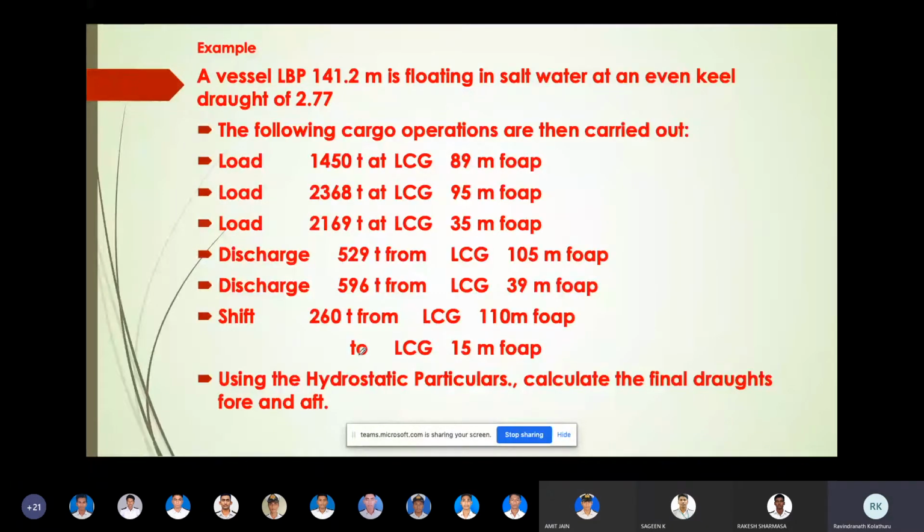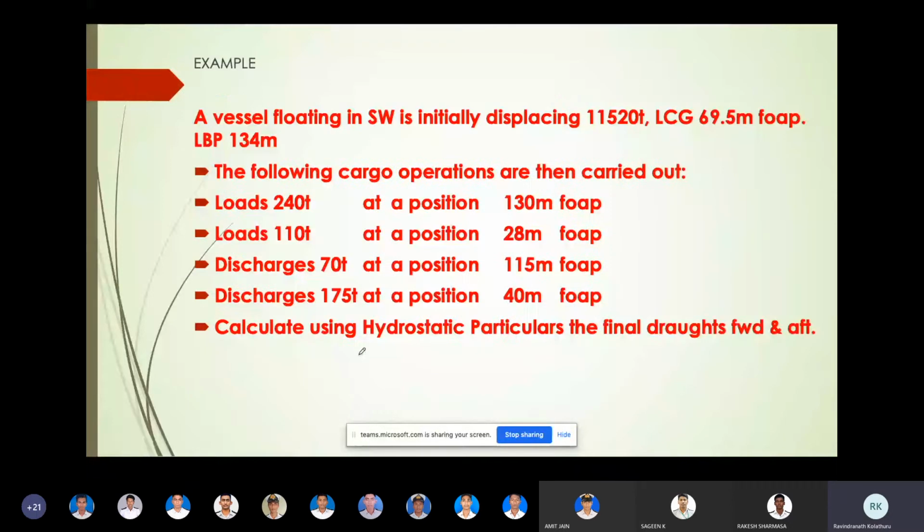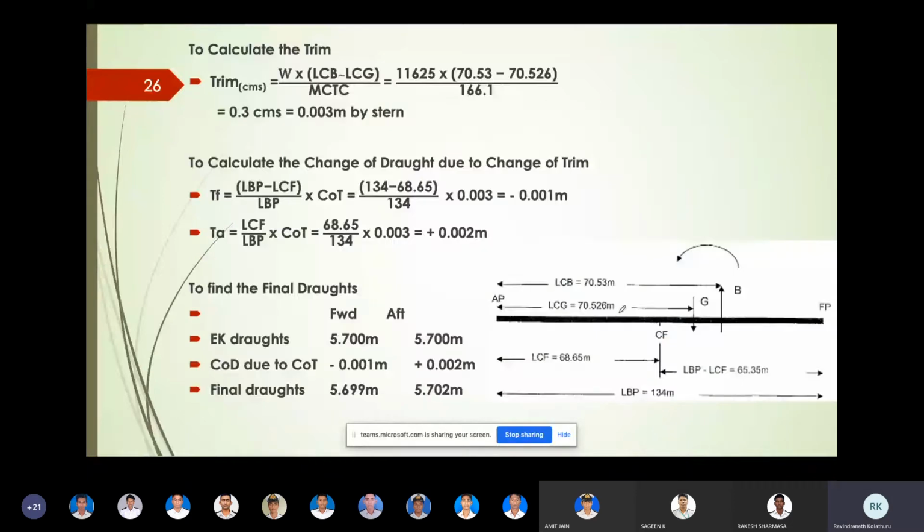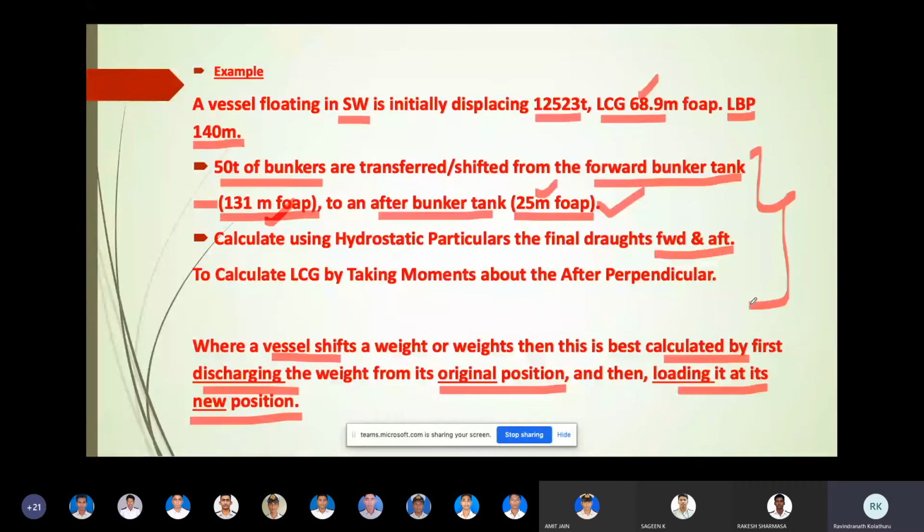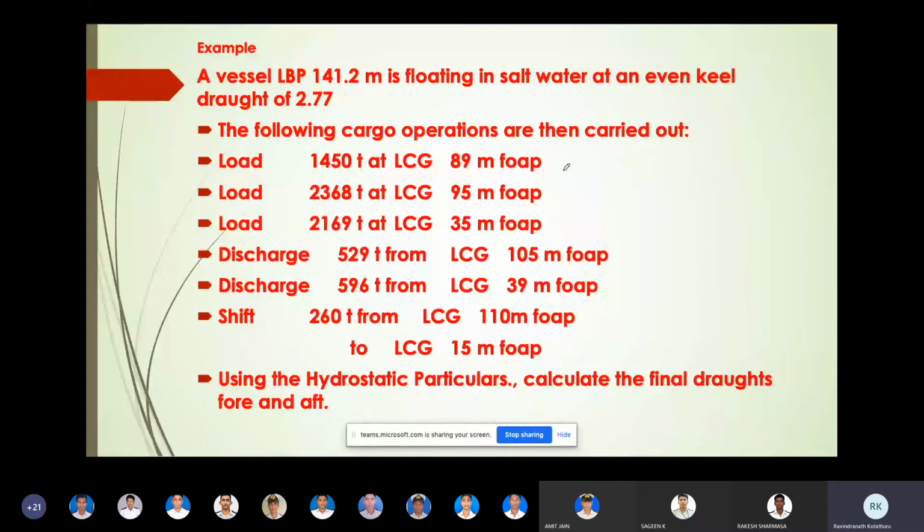Now we will go to the next problem. In the first problem, in the last class, what we saw was loading and discharging, which we started with LCG and LCB. Today we discussed shifting of weights. So the third problem we will discuss combines both of these: loading, discharging, and also shifting. We will combine these two things and work out this problem.